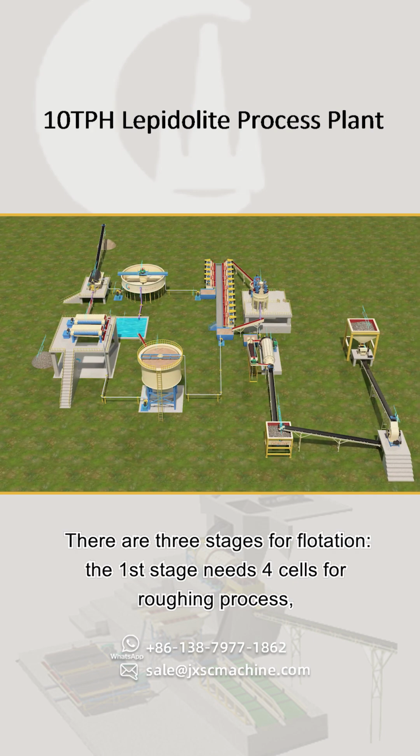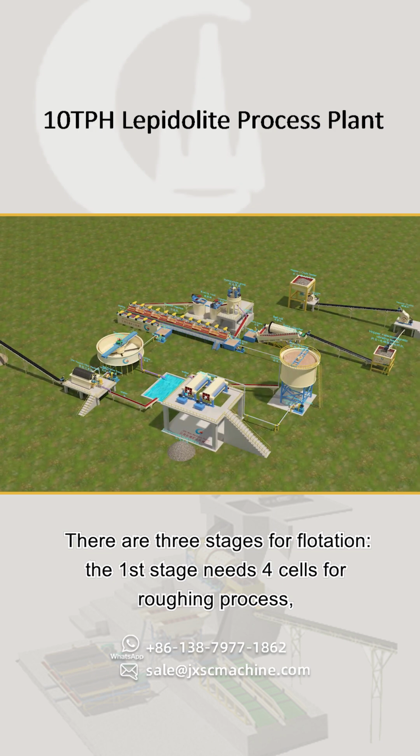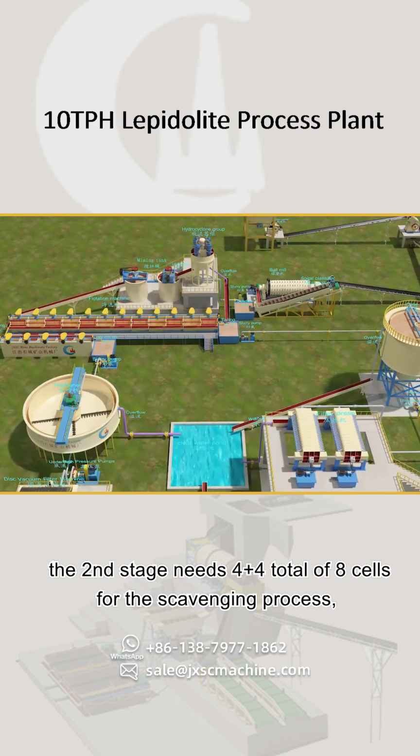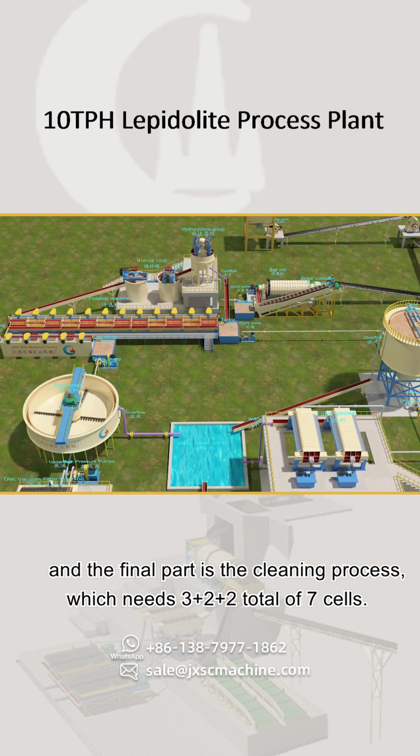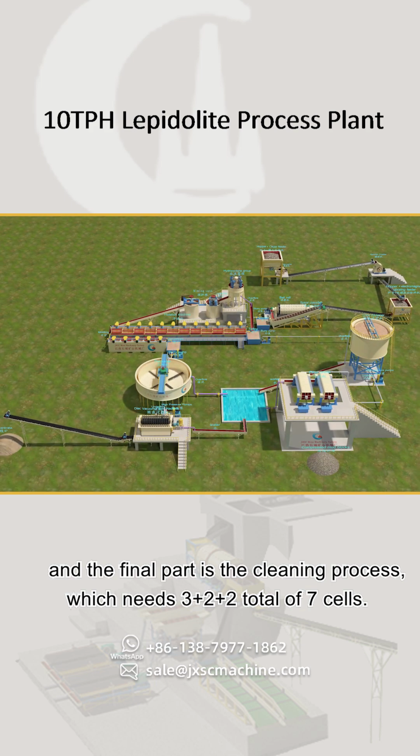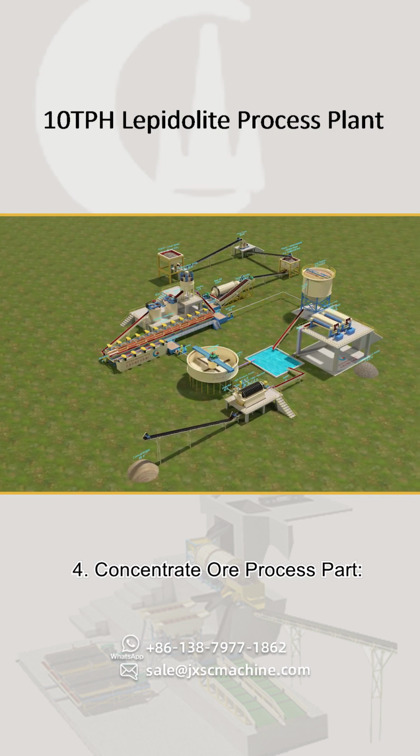There are 3 stages for flotation. The first stage needs 4 cells for roughing process, the second stage needs 4 plus 4 total of 8 cells for the scavenging process, and the final part is the cleaning process, which needs 3 plus 2 total of 7 cells.